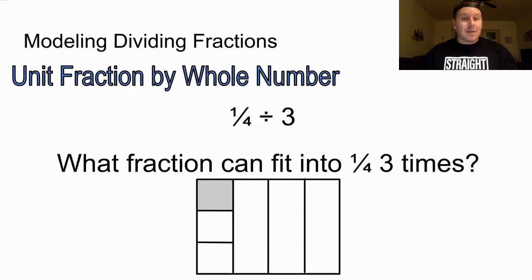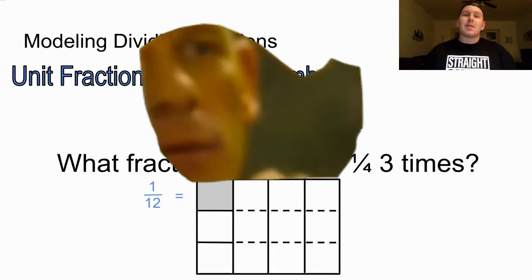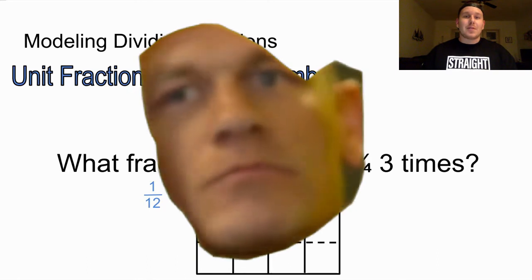Now, to figure out the answer, what I like to do is continue on these horizontal lines with a dotted line. And now we can see how small that piece really is out of the whole rectangle we started with. So we just count all the little rectangles, and there is a total of 12 rectangles. So 1 shaded in out of 12 would give us 1/12. See, this modeling dividing fractions stuff is pretty easy.